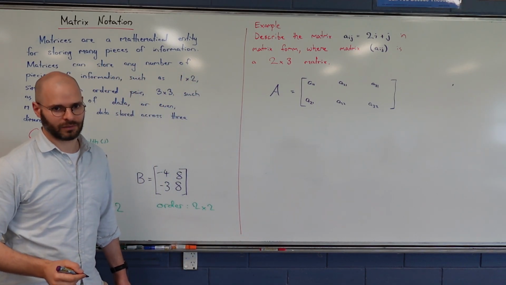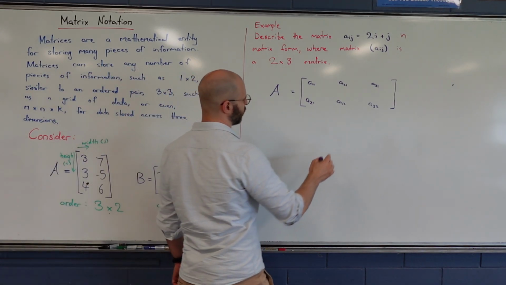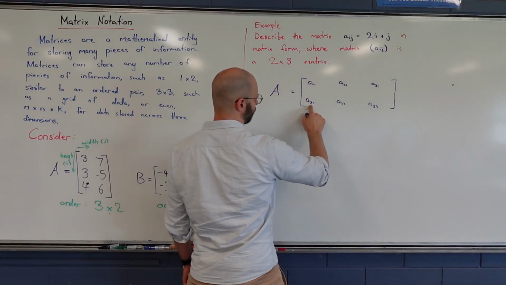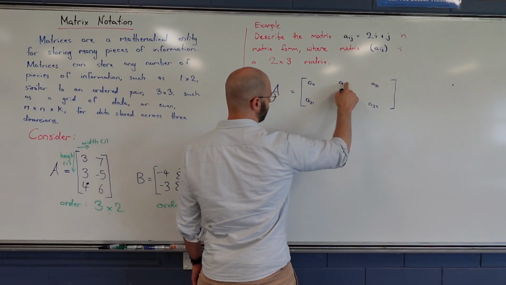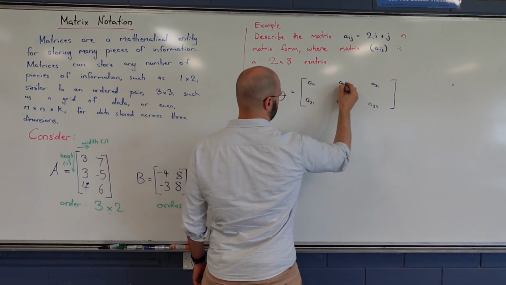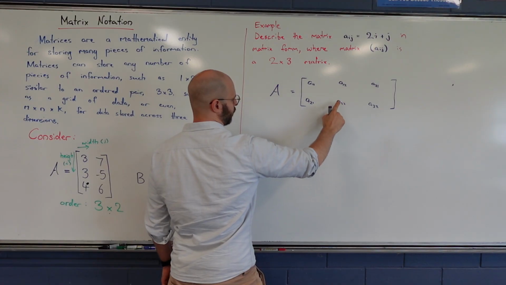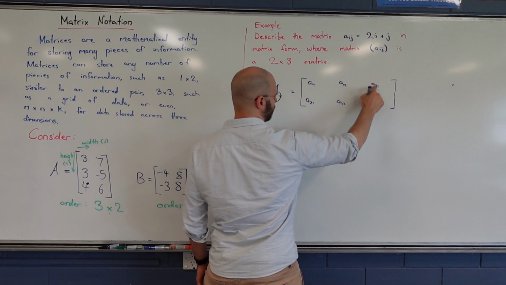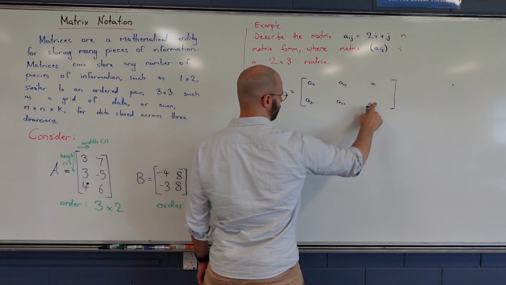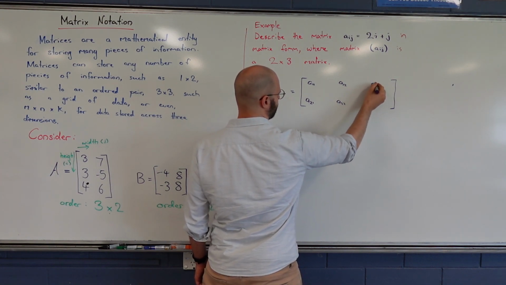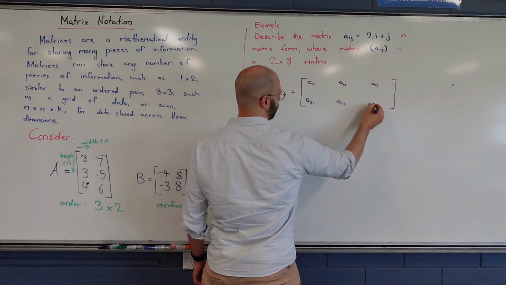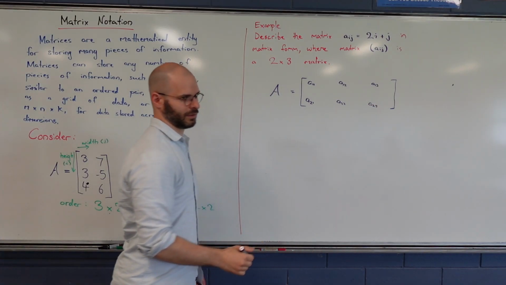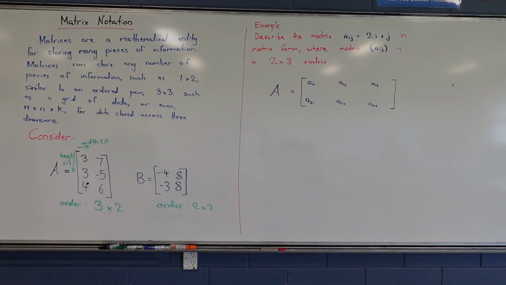Does that pattern check out? Where is A 1,2? Row 1, column 2. Row 2, column 2. Row 1, column 3. Row 2, column 3. There we go. Even teachers get these wrong.